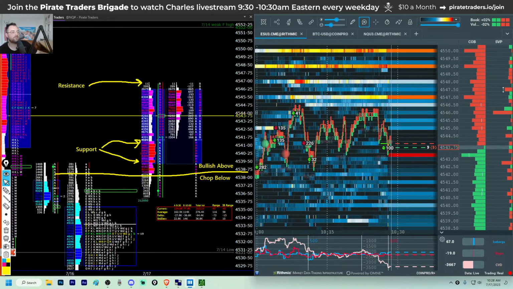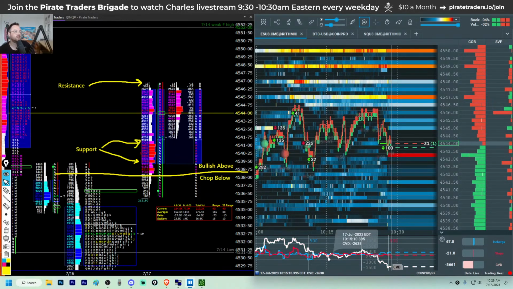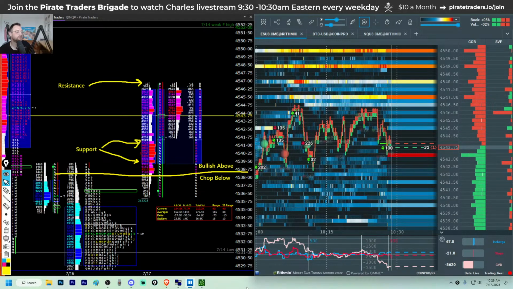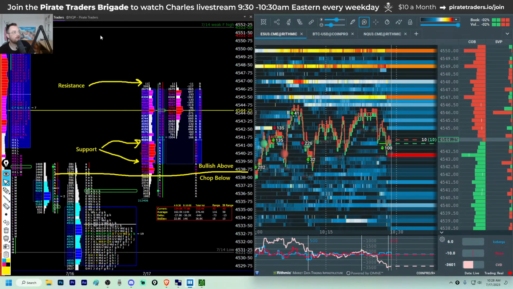So both of these, the software that you see on the screen right now, on the right and the left, these are just software programs. This isn't a broker or anything. So you should be able to license these anywhere, I would assume. The one on the left is called Window Trader, spelled without a W at the end, and the one on the right is Bookmap.